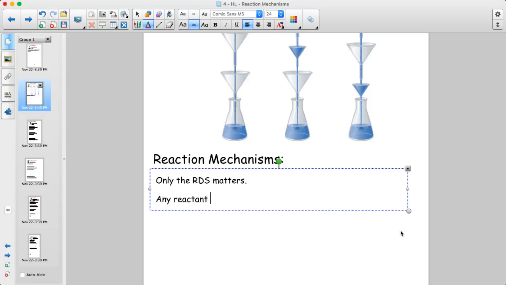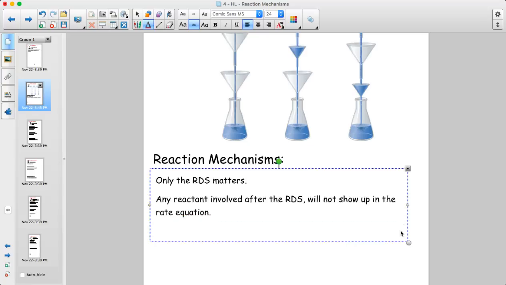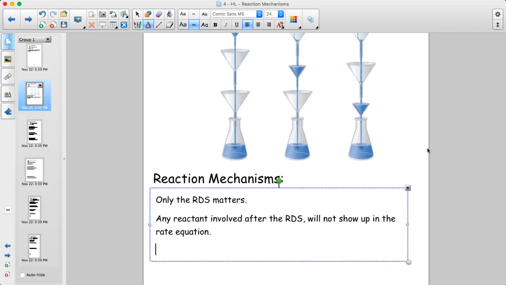Any reactant involved after the rate determining step will not show up in the rate equation. Now, even though you might have one where the rate determining step is second, and so things involved before that, you might think that they don't show up in the rate equation. However, with rate equations, you never have intermediates in the rate equation. So rate equations do not contain intermediate concentrations because those can't really be measured or known. They're just things that are formed partway through the reaction.